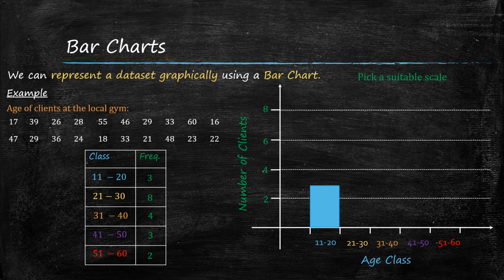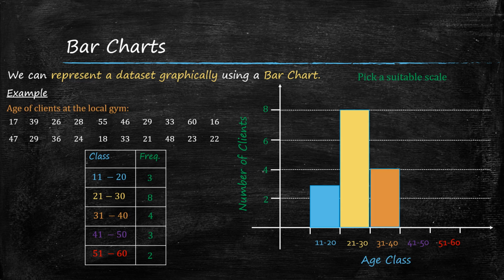Now let's look at the age class 21 to 30. This is a bigger bar. This goes up to a number of clients of 8 because the frequency count is 8. So we draw that in, and then we draw 31 to 40 as a bar going up to 4. 41 to 50 is a bar going up to 3, and 51 to 60 as a bar going up to 2. And that's our bar chart drawn.